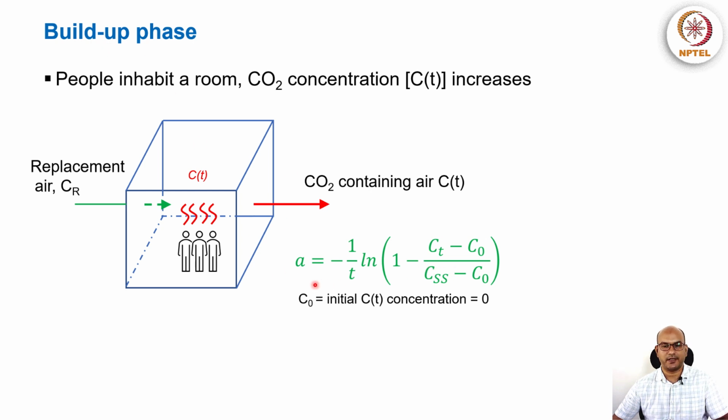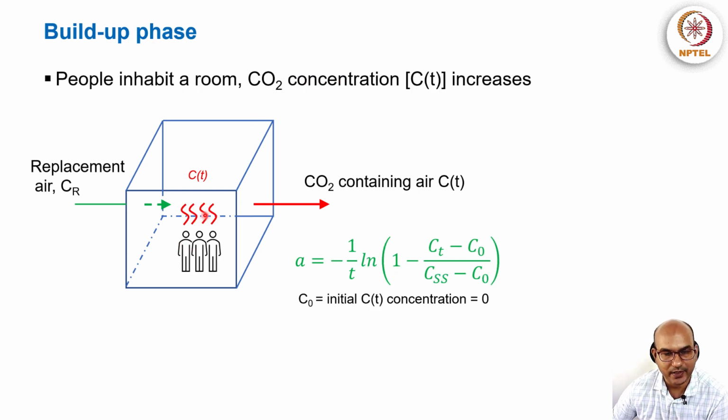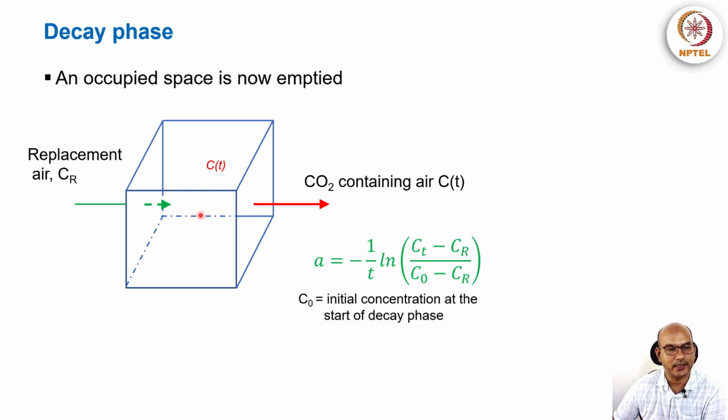So in the build-up phase we have obtained this situation. If C0 becomes 0, then this becomes simplified because we can use C0 as 0. This is the build-up phase. There is a decay phase in which let us assume that the concentration had built up and the occupied space is now empty. So we do not have any internal source. Here we had the internal source. Now the internal source is gone and only flushing is happening.